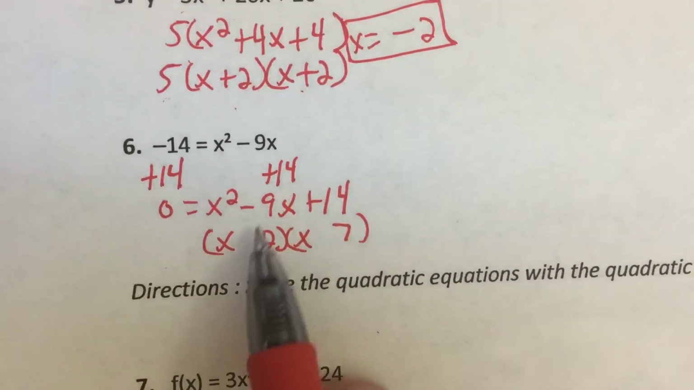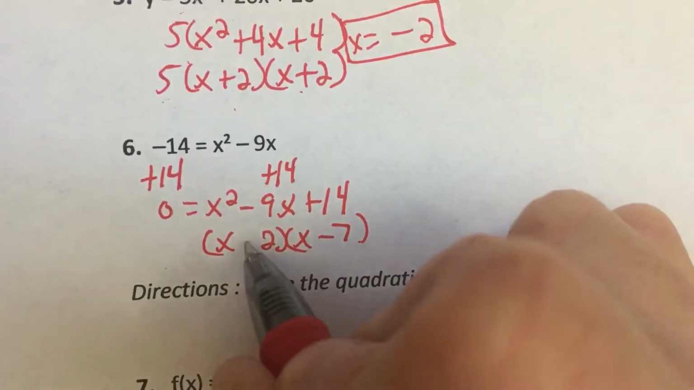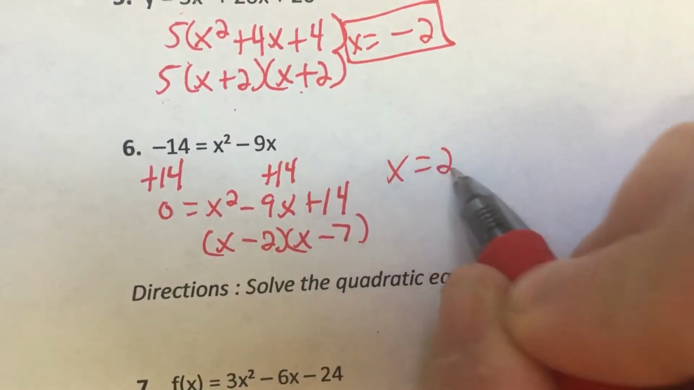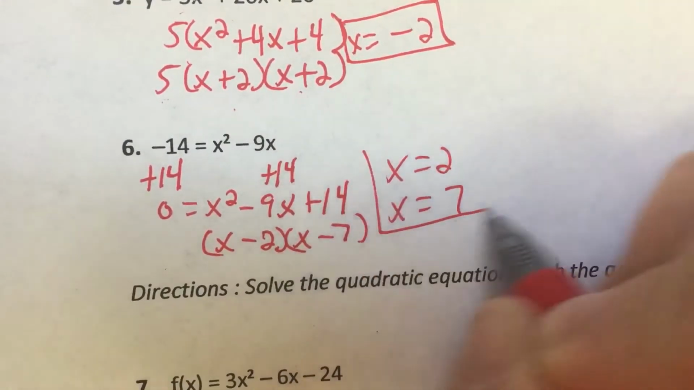It's a negative 9, so I need both to be negative. Take the opposite of what's in here. I get x equals positive 2 and x equals positive 7.